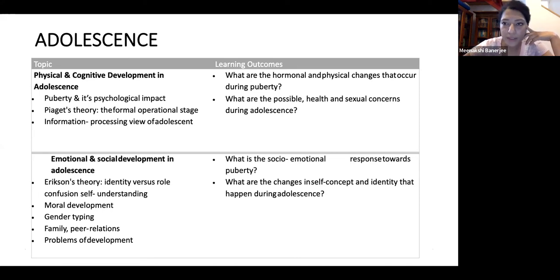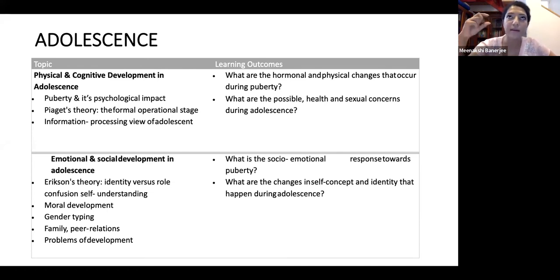Then we go on to adolescence, and I think most of you would be in the adolescent phase or just crossed your adolescent phase. So this is a very well-liked topic that most students enjoy. We talk about puberty and what are the psychological impacts of puberty in adolescence. We talk about Piaget's theory in terms of what's happening in terms of cognitive development and how that ties up with what is happening in an adolescent's emotional world.